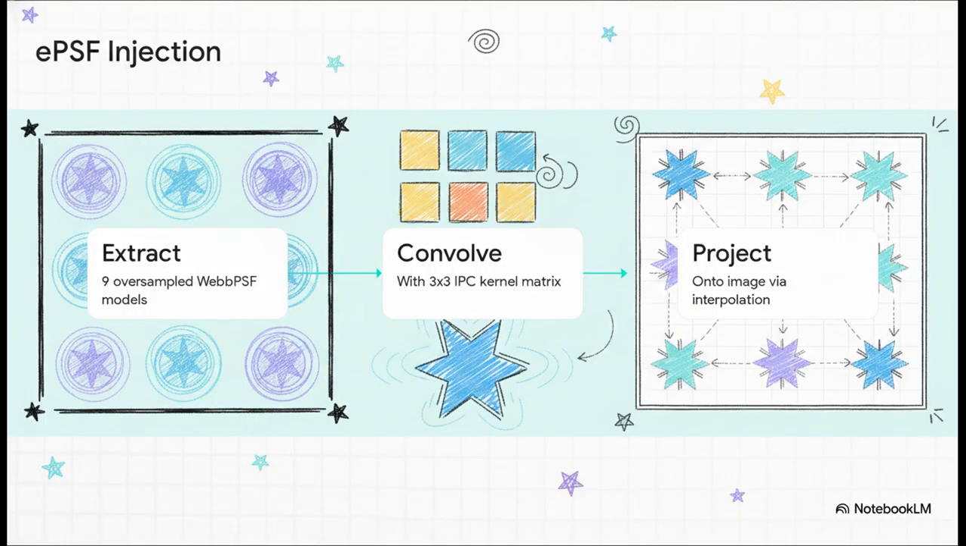Okay, so how exactly does STIPS actually build these realistically messy stars? Well, it follows a very specific three-step injection pipeline. First, because calculating a totally unique point spread function for every single star would literally take forever, STIPS just extracts a grid of 9 highly detailed, oversampled optical models distributed across the sensor. Step 2, it mathematically convolves those models with a 3x3 interpixel capacitance kernel matrix that basically simulates our leaky water buckets to create the ePSF. And finally, step 3, it projects that ePSF right onto the actual simulated image using mathematical interpolation.